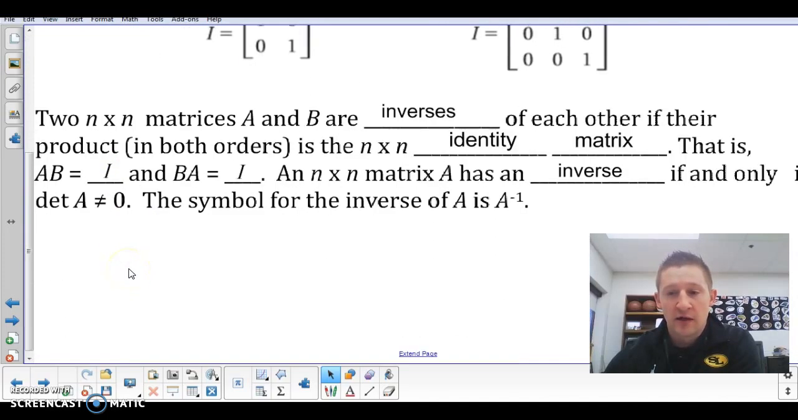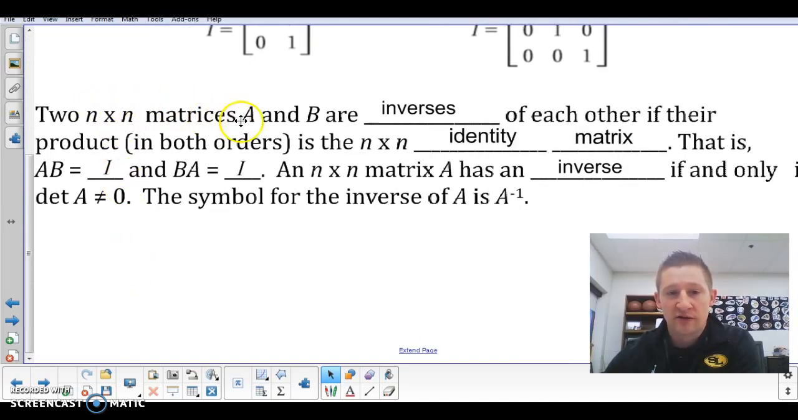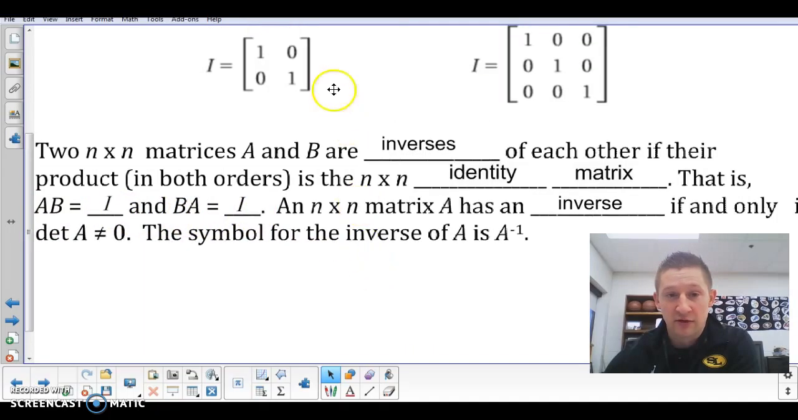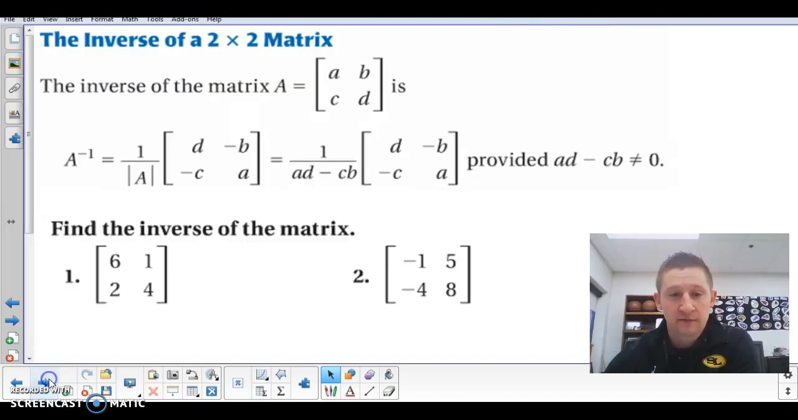Now, two n by n square matrices A and B are inverses of each other if their product in both orders is the identity matrix. That is, if I take A times B, I get I, and if I take B times A, I get I, the identity matrix. The square matrix A has an inverse if and only if the determinant is not equal to 0, and you'll see why as we find an inverse on the next slide. The symbol for the inverse is A with a little -1, so A and A inverse.